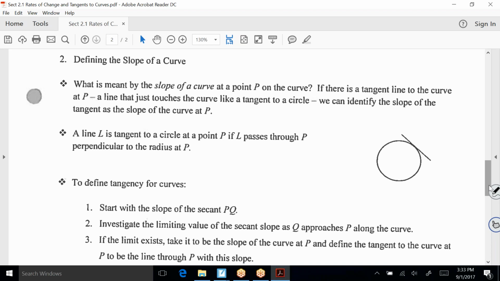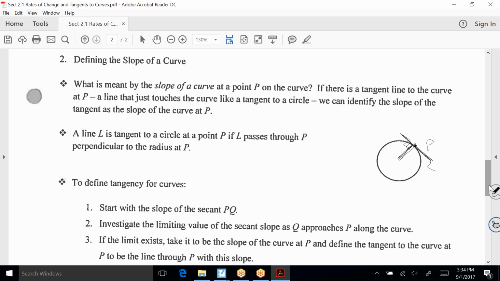So if we have this circle here and we have a radius here, this is going to be an example of the tangent to a curve at that point P. So we're going to say that's a point P, and this is going to be a 90-degree angle. And then the tangent is just going to be that line, and that's the line that we're going to find the slope of. So a line L is going to be tangent, so this will be our line L. It's going to be tangent to a circle at a point P if it passes through P and it's perpendicular to the radius at P. So here's our radius, and that radius is going to be perpendicular to that tangent line. It's going to create a 90-degree angle there.